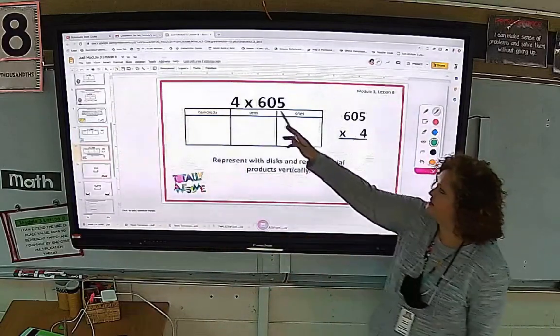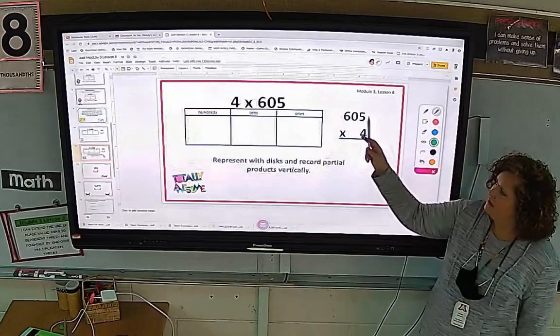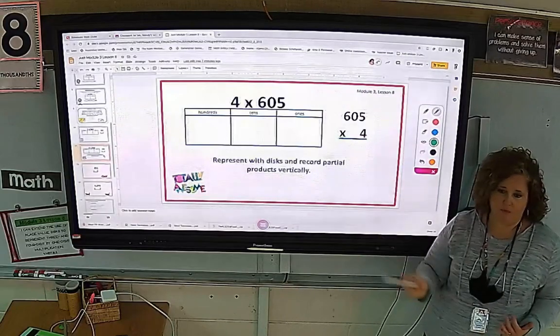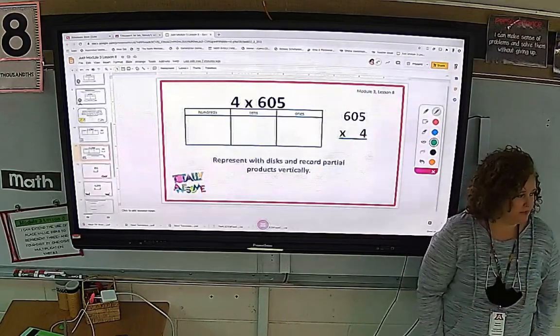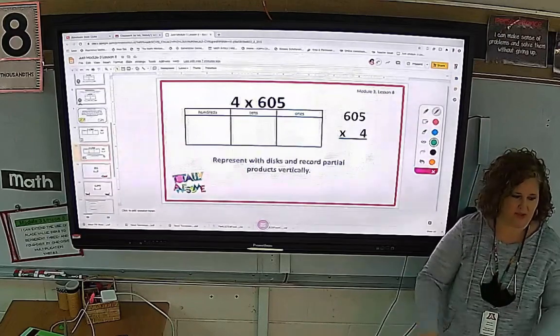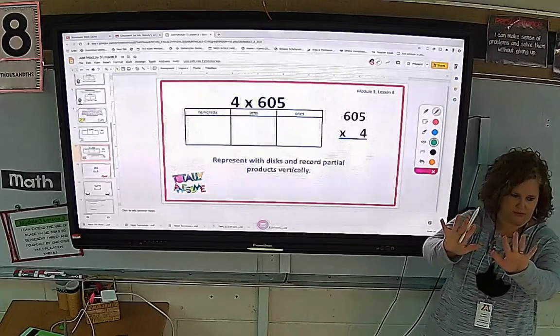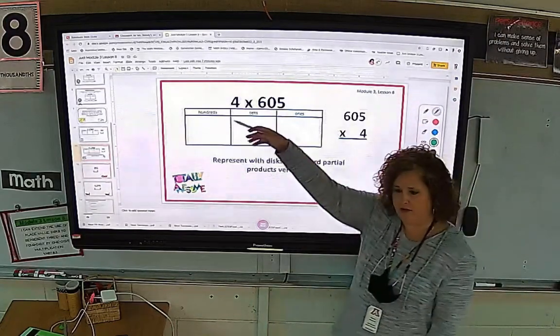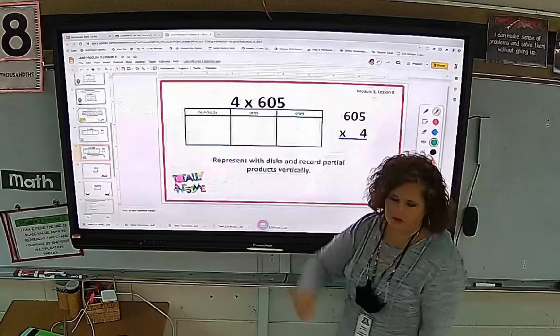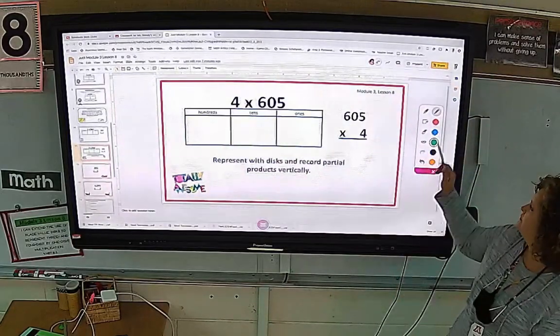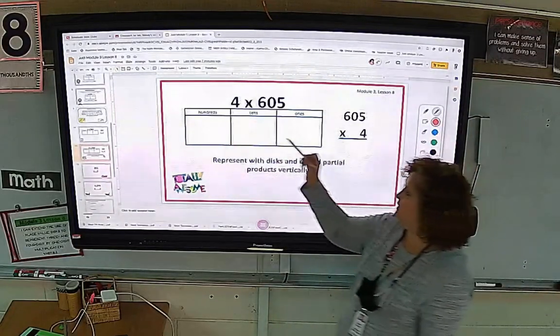Okay, 4 times 605. You might say 605 times 4. Same problem, even if they're in a different order. All right, so have these beside each other so you can see both. We're going to start out on the place value chart. We're going to put 605 on the place value chart. So go ahead and do that with your dots.